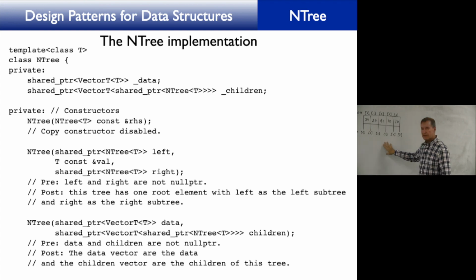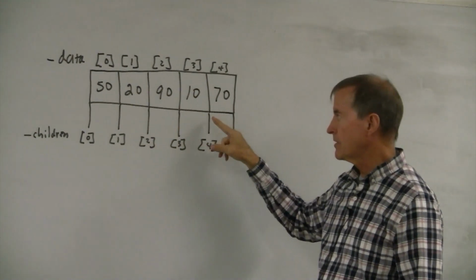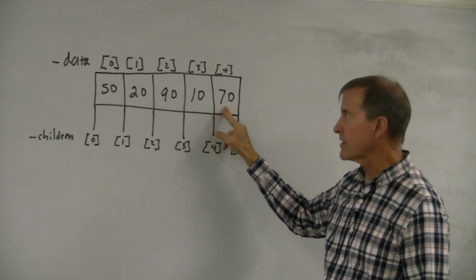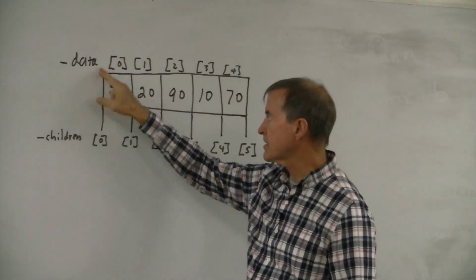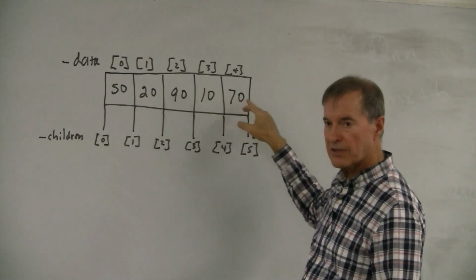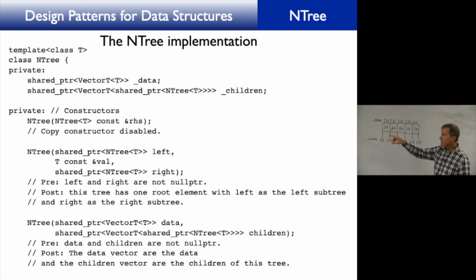So here on the board we have an example of a node. This node has size 5, indexed from 0 to 4, and underscore data sub 0 is 50, underscore data sub 1 is 20, and underscore data sub 2 is 90, and so on. And then underscore children is a pointer to a vector of pointers to n-way trees.